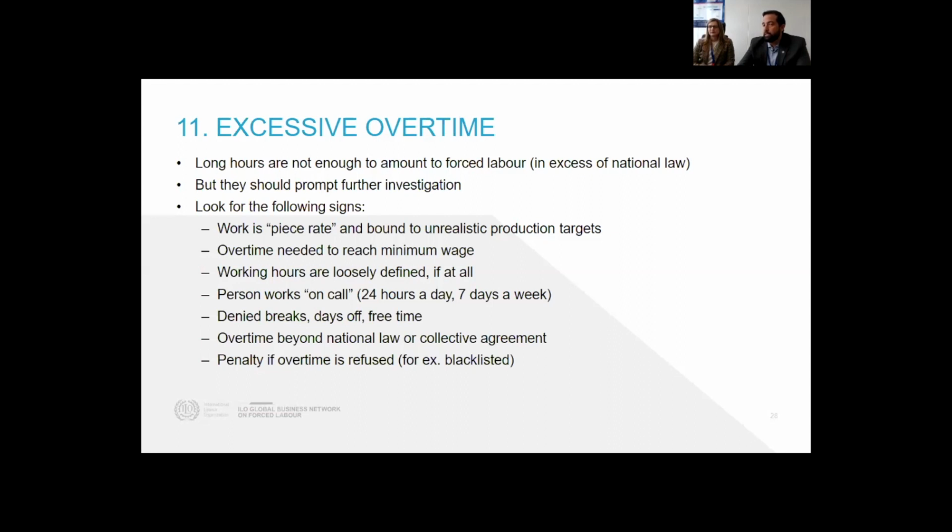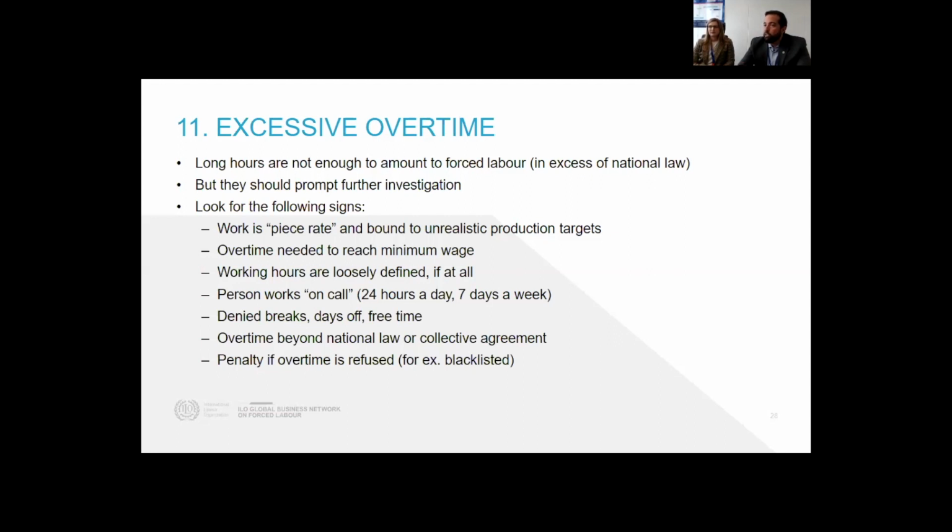We should look for the following signs. Is the work paid by piece rates and bound to unrealistic production targets, pushing the workers always to work more and more and to work long hours?